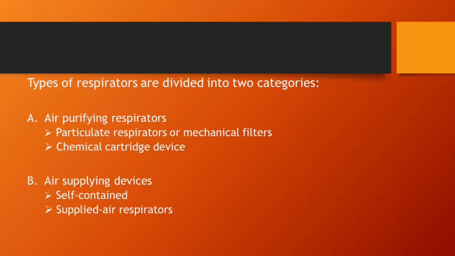Number 2 is the air supplying devices, divided into two: self-contained and supplied air respirators. The self-contained are those where the air supply is easily transportable and they protect against toxic gases and lack of oxygen. A common example is the self-contained breathing apparatus, SCBA, where the air tank is strapped to the wearer's back. The supplied air respirators get air through an air line or hose. The breathable air is supplied by an air compressor or uncontaminated ambient air.